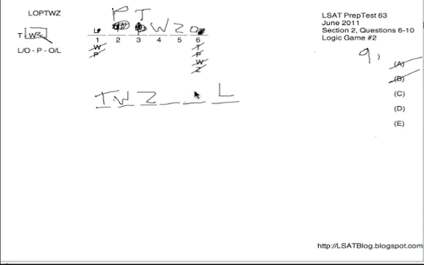Then we have O and P remaining with, of course, O before P, since P's always got to be between those guys. So does this scenario work? Yeah, no problems at all. So we have Z third. We can now eliminate choice C. We don't have P on 4.